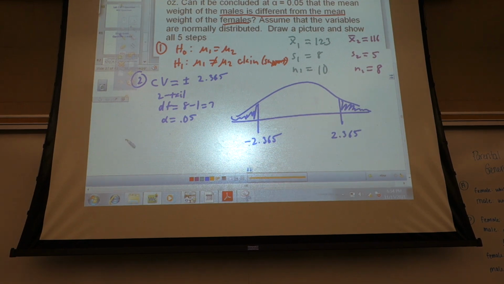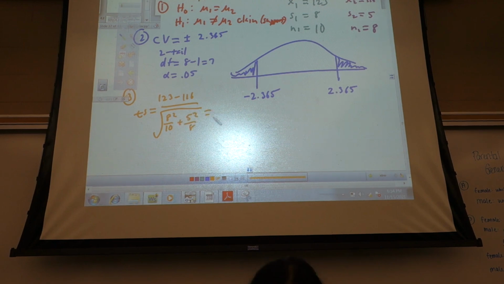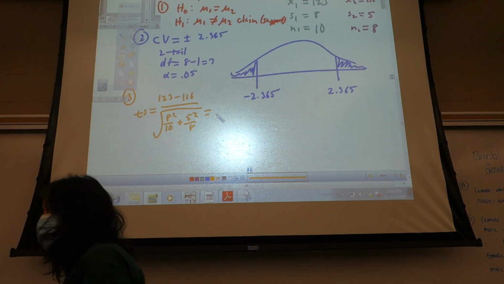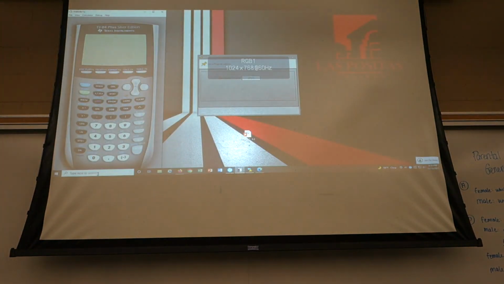Need to find my test stat. So it's my x bar 1 minus x bar 2 over square root of s1 squared over n1 plus s2 squared over n2. And I'm just going to take the easy way out and calculate that. Oh, actually, it's not that hard, is it? It wasn't.